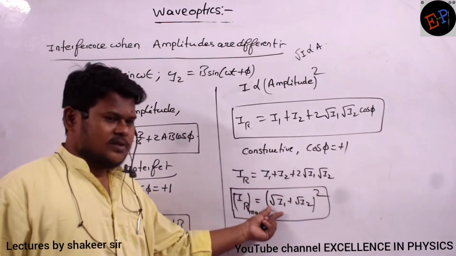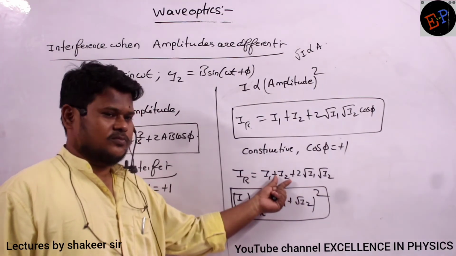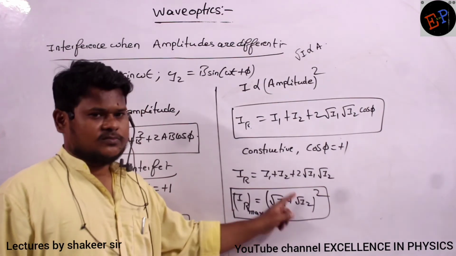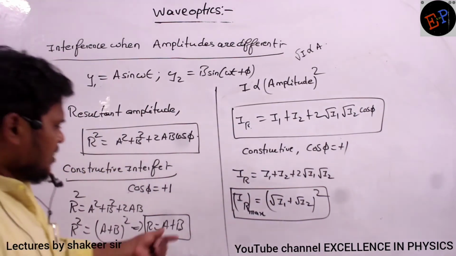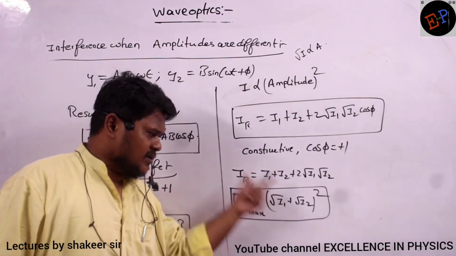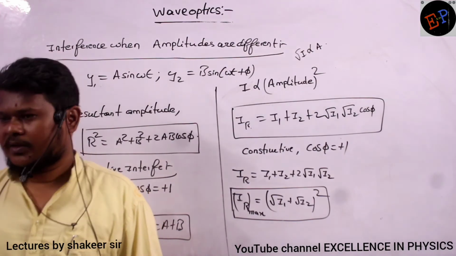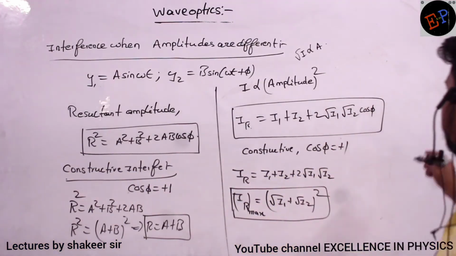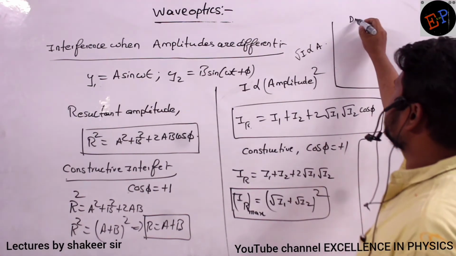Root I1 whole square, how much will it be? I1. Root I2 whole square, I2. So 2AB. So it is of the form A plus B whole square only, no? So therefore we have written like that. Understood? So the maximum resultant intensity can be written like this also, root I1 plus root I2 whole square. Clear, no? Now similarly, destructive interference.